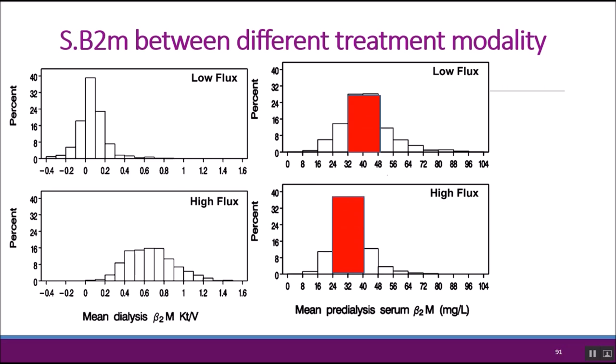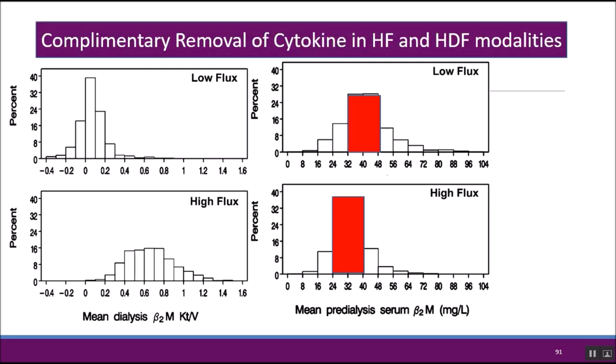In high flux and hemodiafiltration, you remove beta 2 microglobulin as well as cytokines, so improving the deposition in the joints. A complementary removal of cytokines in high flux and hemodiafiltration modalities improves the beta 2 microglobulin amyloidosis in patients on dialysis.